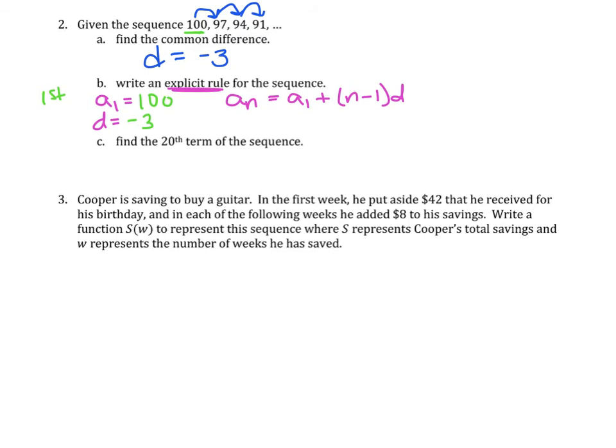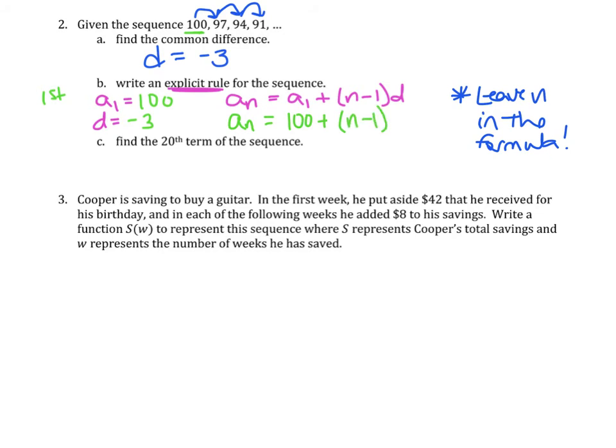Notice that your explicit rule has to be in terms of n. So you are leaving n as n. And you might want to write yourself a note. Okay? Leave n in the formula. Do not plug anything in for n. So what you're going to do is replace, so it's a sub n equals, a sub 1 we said was 100, plus n minus 1, leave n, times d, which is -3. Okay, notice I put the -3 in parentheses because I don't want it to look like -3 there. It's times -3.